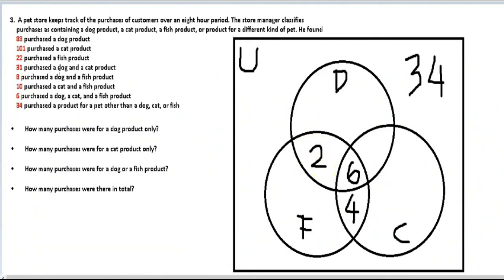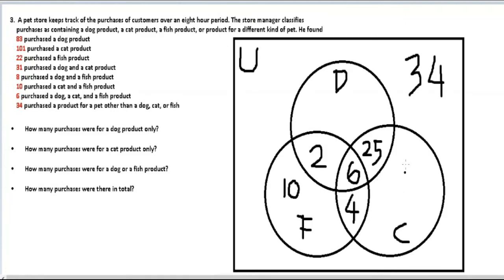31 purchase a dog and a cat product. So dog and cat product must be equal to 31. So 31 minus 6 is 25 to make it 31. Next, 22 purchase a fish product. So for the fish product, there are 22 purchases. So in this region must be equal to 22. We have already 6, 4, and 2, and that is already 12 plus 10 to make it 22.